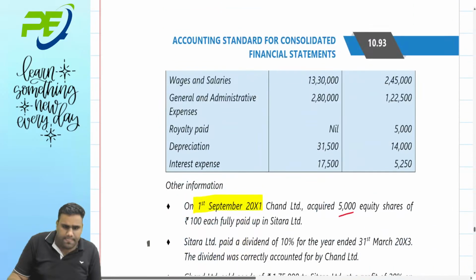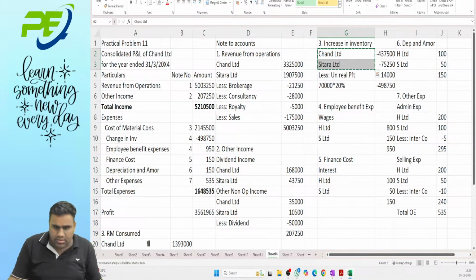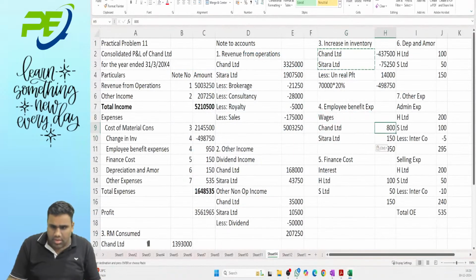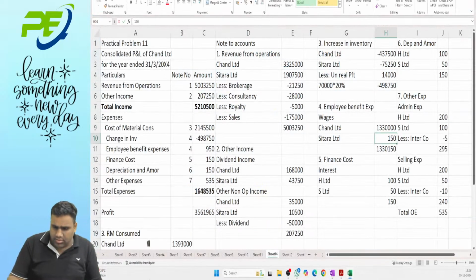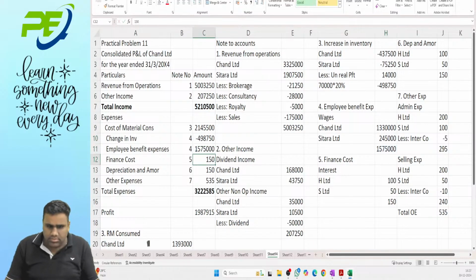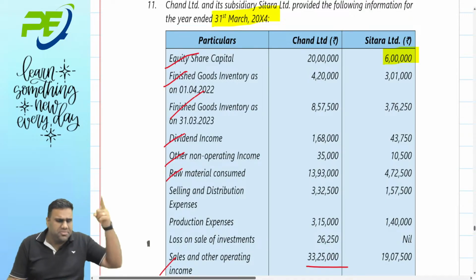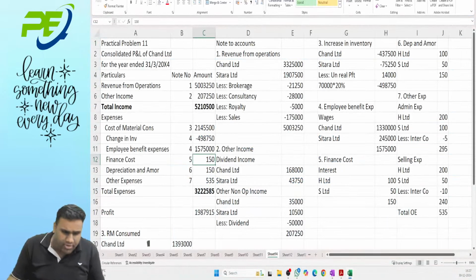Next, wages and salaries, employee benefit expenses. How much and how much? 1330 and 245. 1575. Employee benefit. Then out of selling and distribution, other production expenses we have done, loss, others, general, others, royalty, others, depreciation and amortization. But before that we have finance cost also.